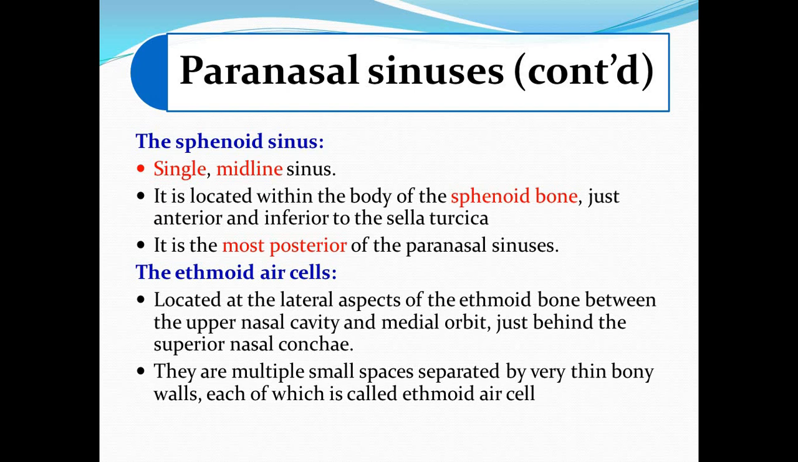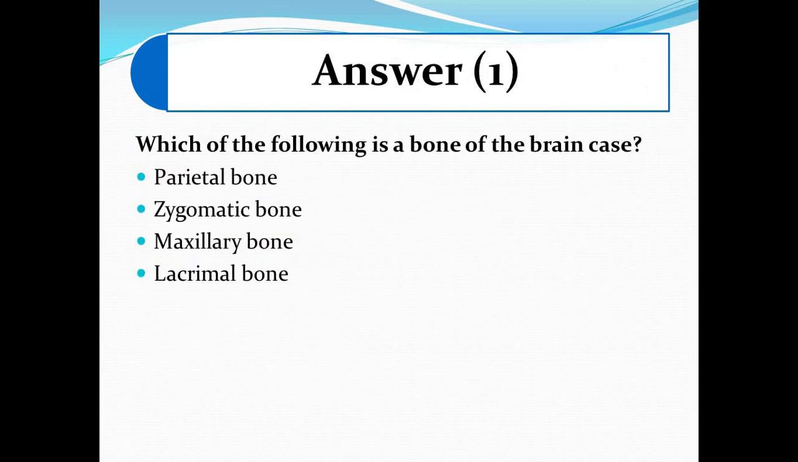The ethmoid air cells are not just a single sinus. They are several small spaces that are separated by very thin bony walls, each of which is called an ethmoid air cell. They are located on the lateral aspect of the ethmoid bone between the upper nasal cavity and the medial orbit, just behind the superior nasal concha.